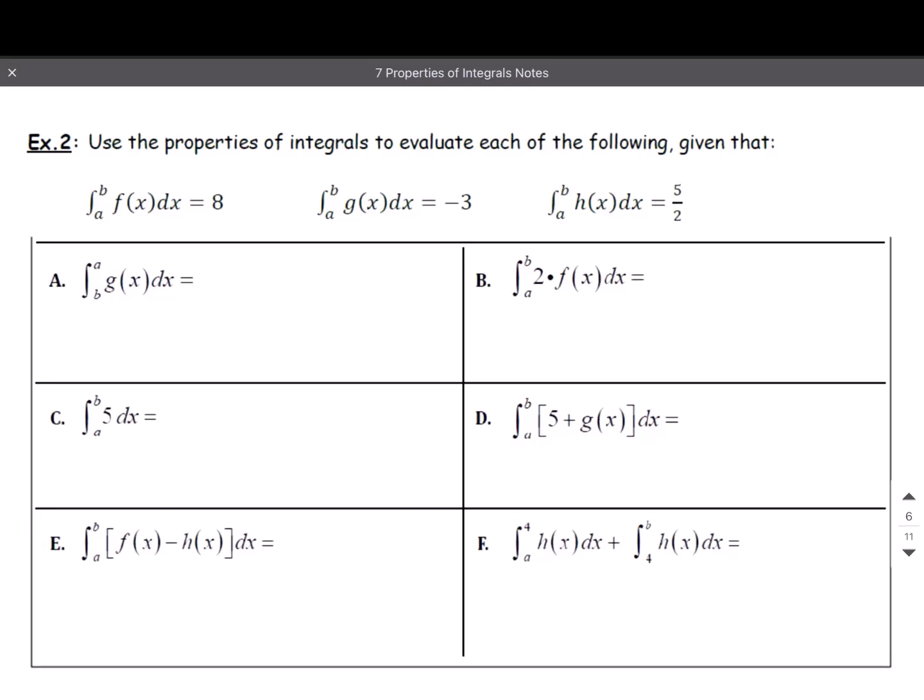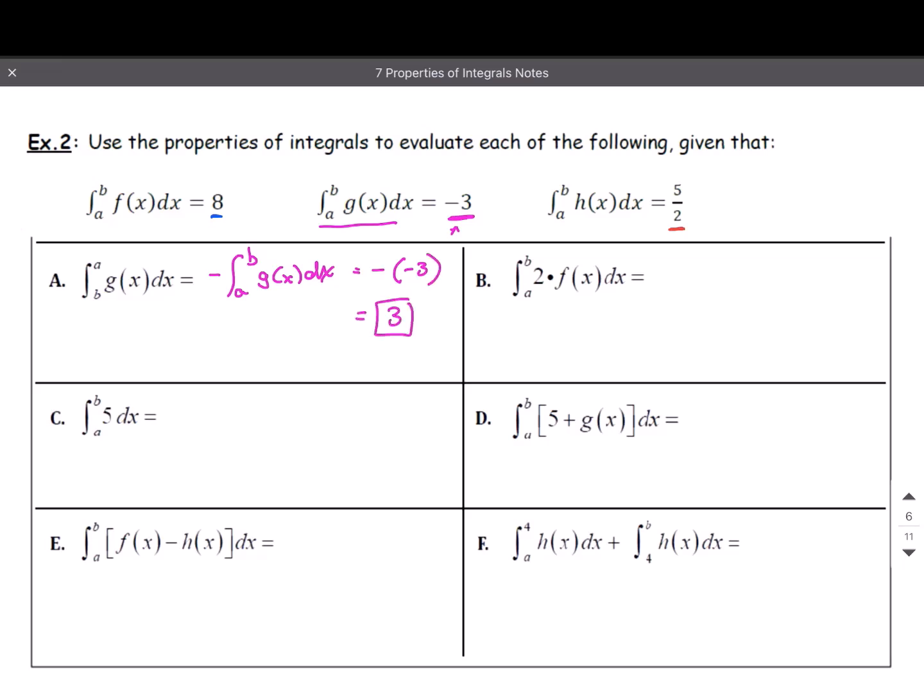So here's an example. We're going to use the properties of integrals to evaluate each of the following, knowing that for this problem, the integral from a to b of f of x dx is 8, the integral from a to b of g of x is negative 3, and the integral from a to b of h of x dx is 5 over 2. Okay, so we want to do the integral from b to a of g of x dx. That's similar to this, but the order changed. So we have to reverse the order to get a to b of g of x. Am I allowed to just switch the order? I'm allowed to switch it if I negate it. That means my answer is the negation of this, negative 3, or positive 3.